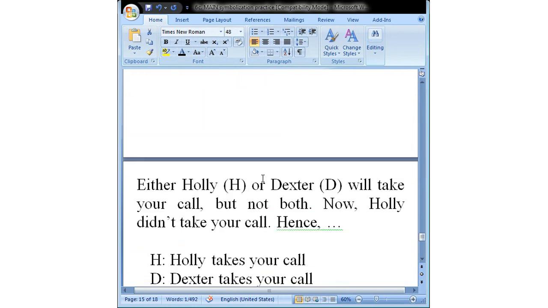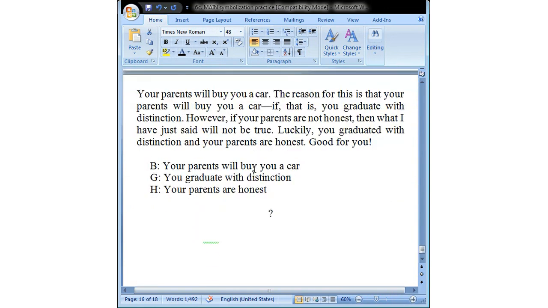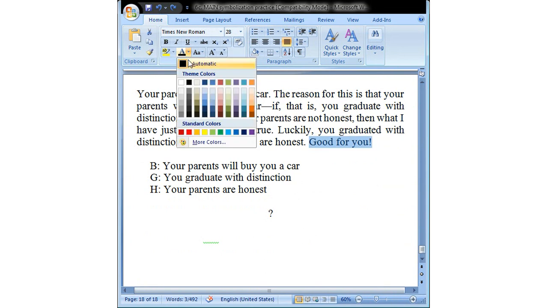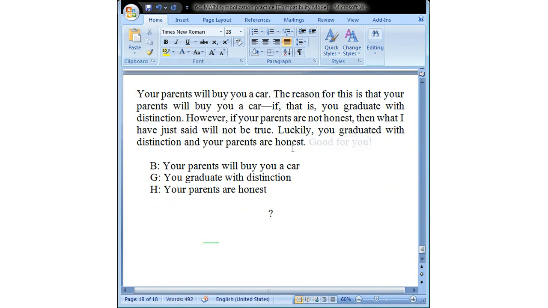Okay, cool. So actually, we'll walk through this one. Your parents will buy you a car. The reason for this is that your parents will buy you a car if, that is, you graduate with distinction. However, if your parents are not honest, then what I've just said will not be true. Luckily, you graduated with distinction and your parents are honest. Good for you. Well, we can already trim that. Do we agree? Do we have to symbolize this? Yes or no? No, we don't have to symbolize that. That's an exclamation. All right, so trim that. Who cares? I'm just going to remind us that it was there, but we're just going to put it out of sight.